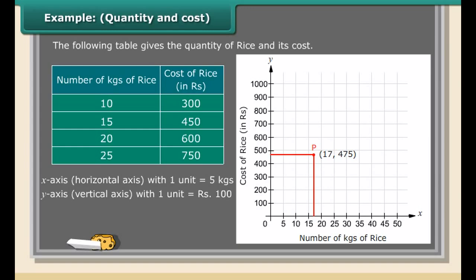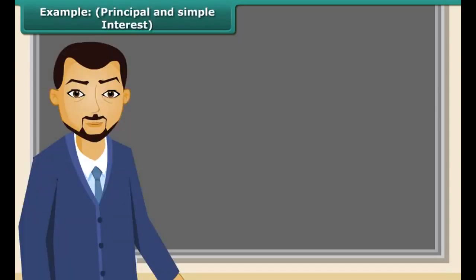Suppose we want to know the price of 17 kgs of rice. Locate 17 on the horizontal axis, then follow the vertical line through 17 till you meet the graph at P. From P, take a horizontal line to meet the vertical axis at 475. This meeting point (17, 475) provides the answer.